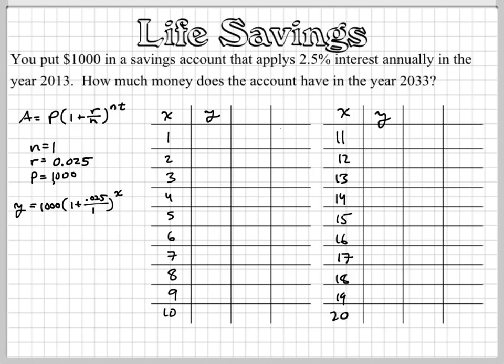So what you're doing here is plugging in these x values into the time, which we changed to x just so it looks like an equation we're used to seeing. So it'll be y equals 1,000 times 1 plus, let's simplify that, 0.025 divided by 1 is just 0.025, raised to the 1 power. And the next time you would raise it to the 2 power, and then you keep getting different amounts.